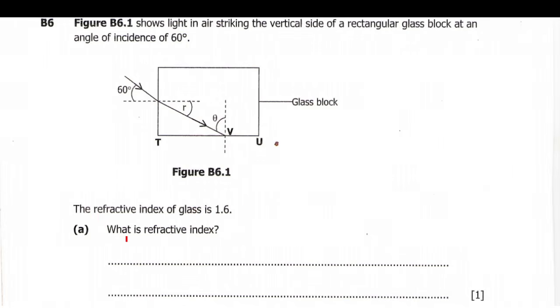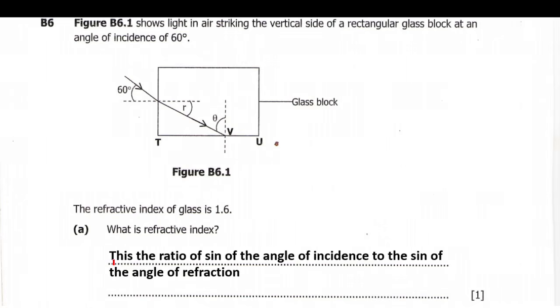Then they're saying, what is refractive index? So here they are just asking for a definition, because we have been given the refractive index of glass is 1.6. They're asking for the definition of the refractive index, which is actually the ratio of the sine of the angle of incidence to the sine of the angle of refraction. So you write as follows: this is the ratio of sine of the angle of incidence to the sine of the angle of refraction.